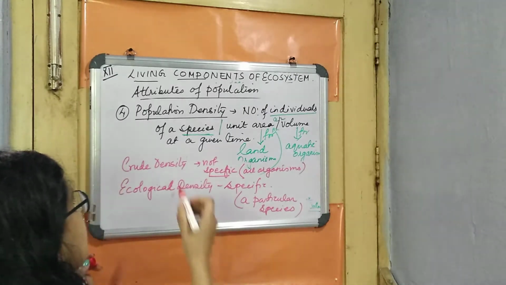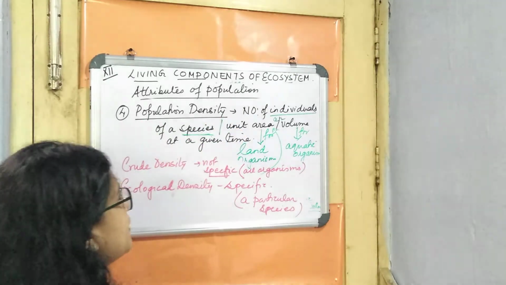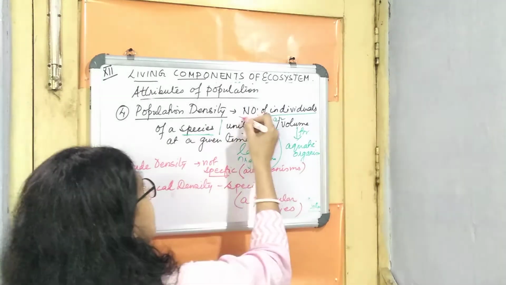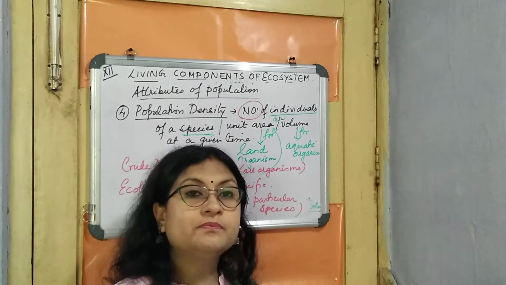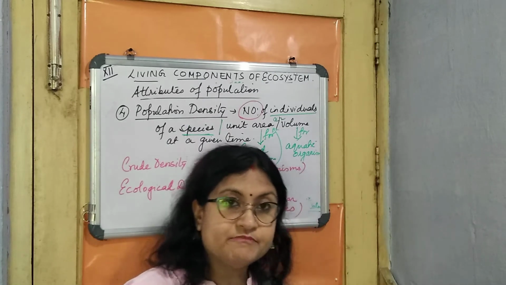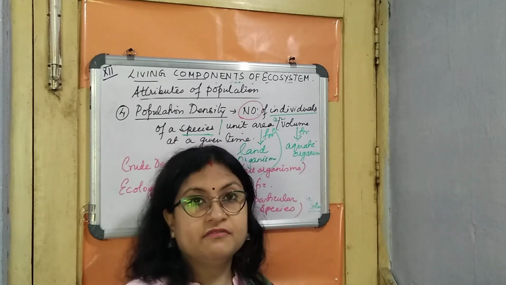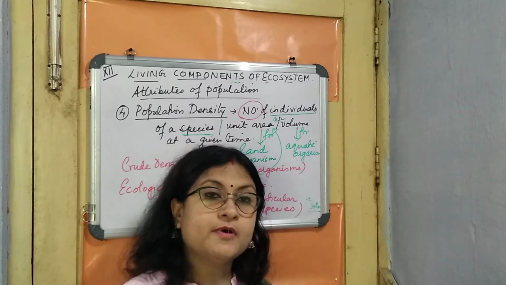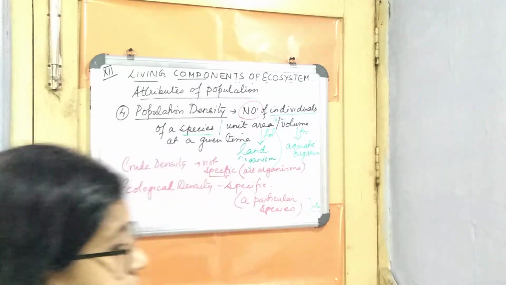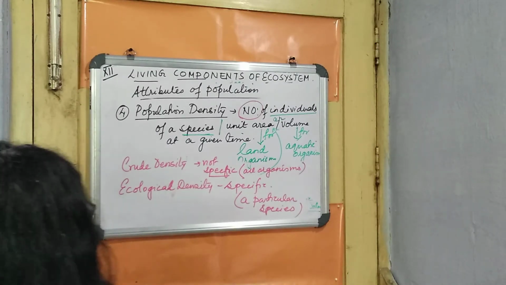And remember one thing, whenever we explain population density, it is always a number. When we talk about density, it is always represented as a particular number. There will not be any fraction or any other kind of expression for population density. Now, how can we measure this population density?